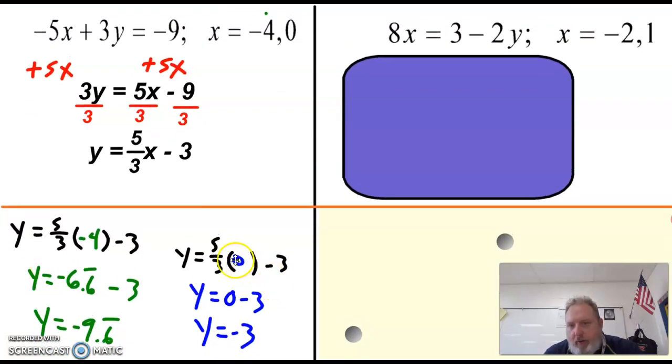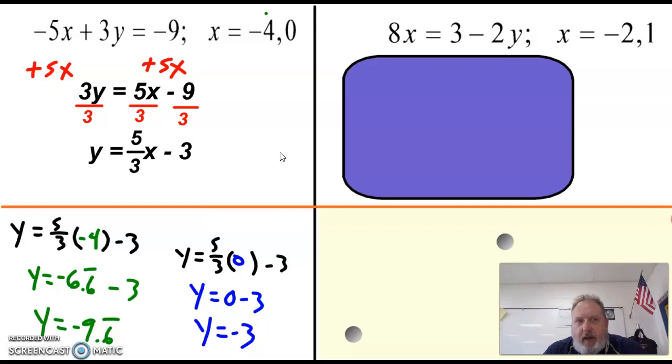When I plug 0 in, that's a little easier. Obviously, 5/3 times 0 is 0. 0 minus 3 is -3. So again, first step, solve the equation for y. Second step, plug these two numbers in for x to figure out what y equals. Again, before we move forward, if you need to, hit pause, finish this one up, and then we'll slide over here.